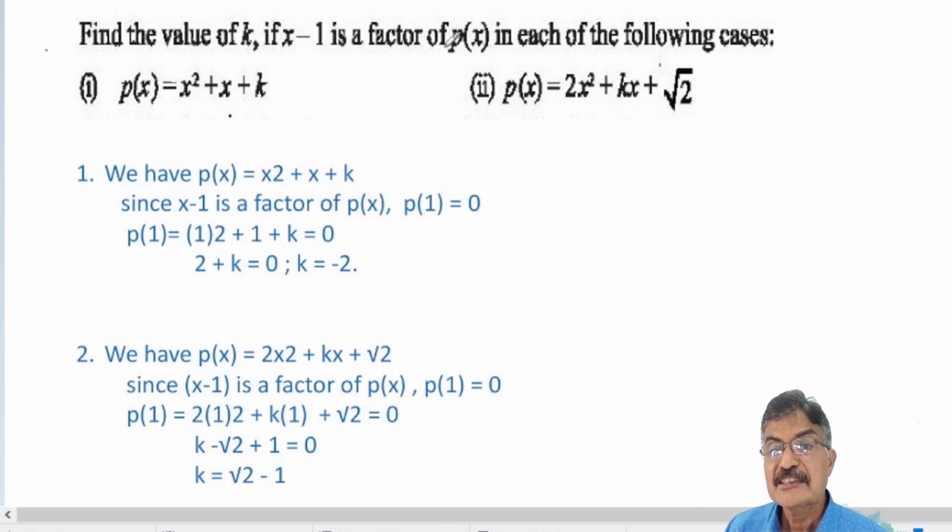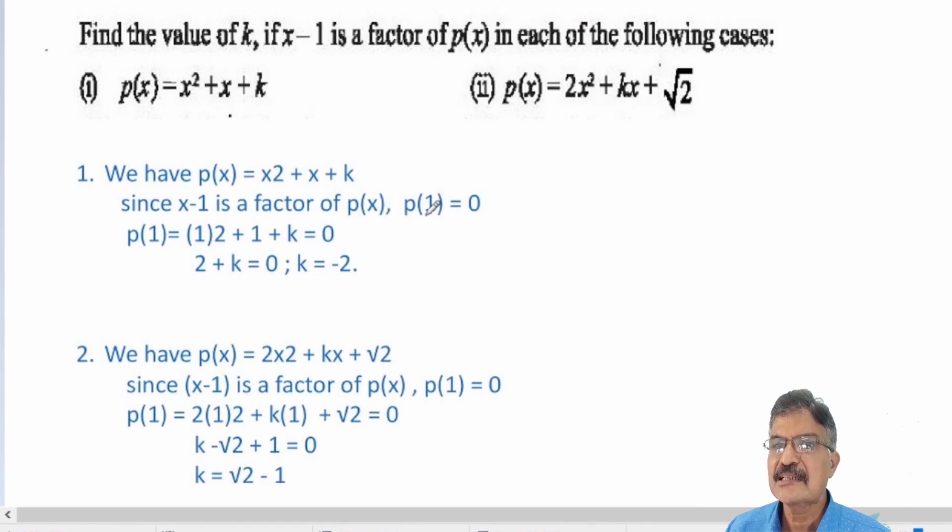That is, if x minus 1 is a factor of p(x), the remainder obtained by dividing p(x) with x minus 1 is 0. The remainder that we obtain while dividing p(x) with x minus 1 is p(1). This one is 0 for x minus 1. Substitute the value of x with 1 and equate it to 0. That is, the remainder is 0. Equate it, and we can find the value of k.